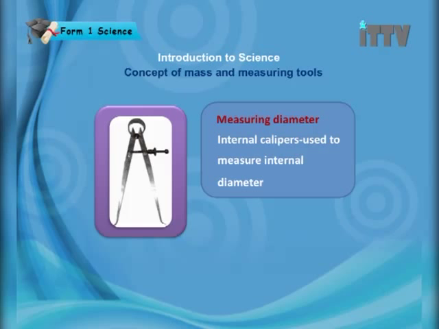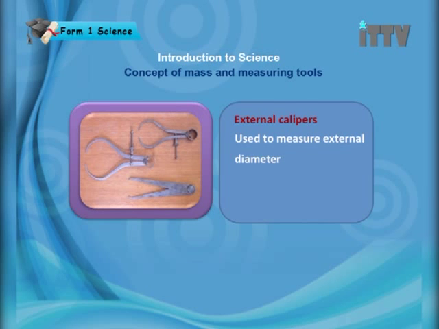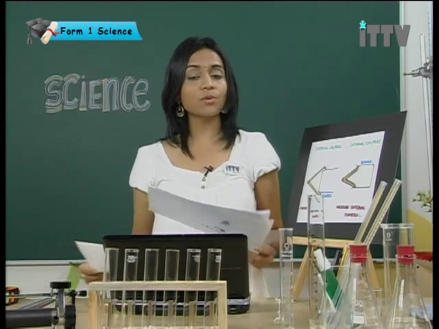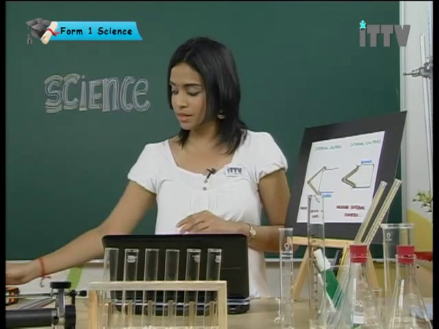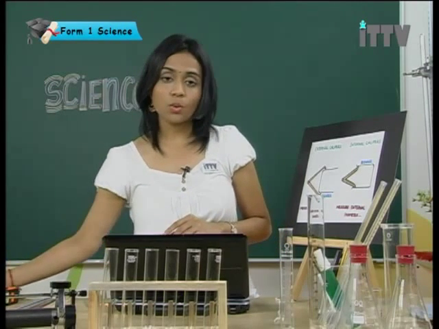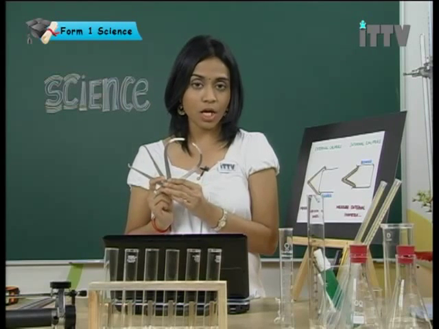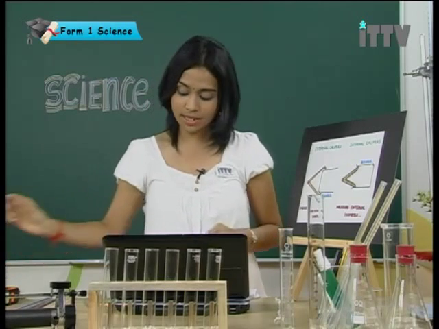Measuring diameter. Internal calipers are used to measure internal diameter. External calipers are used to measure external diameter. So, when you remember about diameter, always recall that we use calipers. We have got two different types of calipers. Now, the ones I have here are actually the external calipers. We also have internal calipers. They are all used to measure diameters.